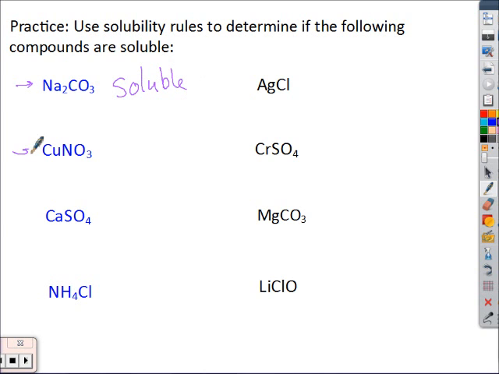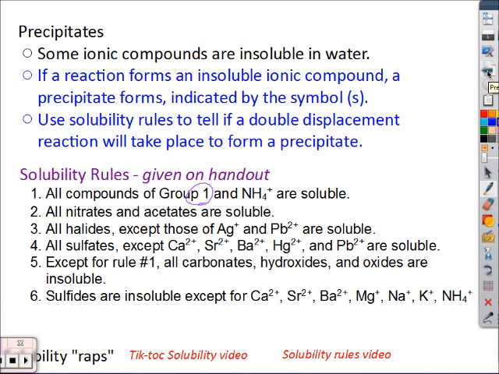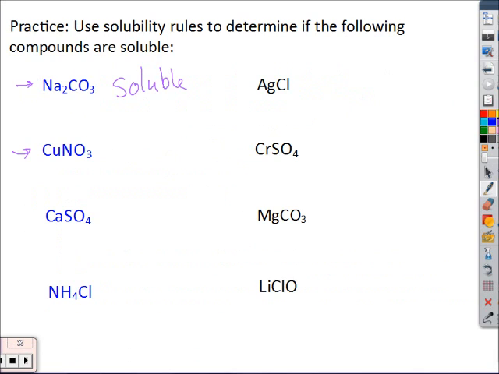Okay. The next one, copper nitrate. Okay, well, copper is not group 1, so that one does not apply. But it is a nitrate. All nitrates are soluble. Therefore, copper nitrate is soluble.